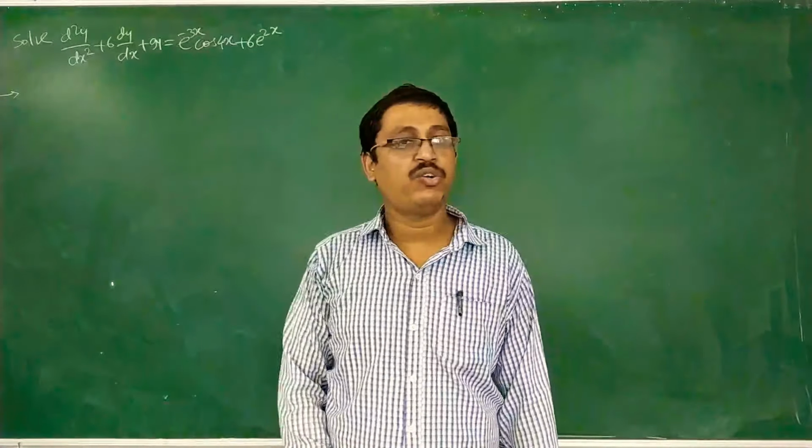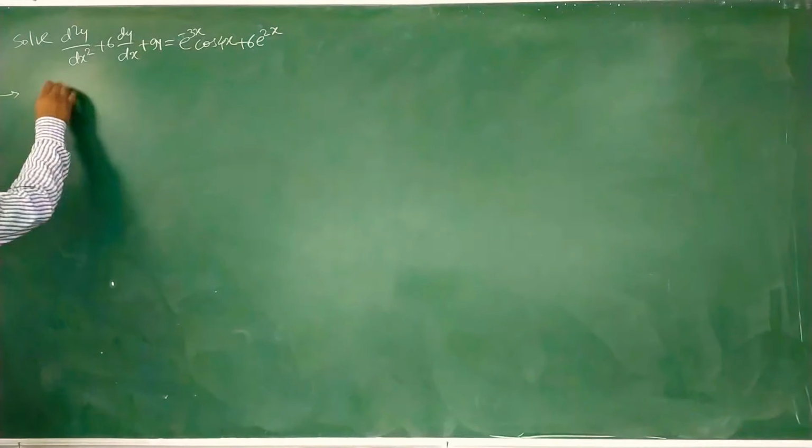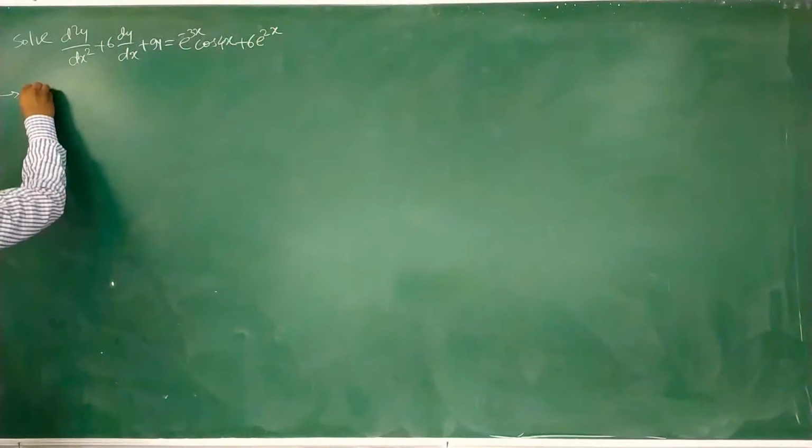Now, next example on non-homogeneous differential equation: d²y/dx² + 6 dy/dx + 9y = e^(-3x) cos 4x + 6e^(2x). So first we convert this to the simple form by using substitution.